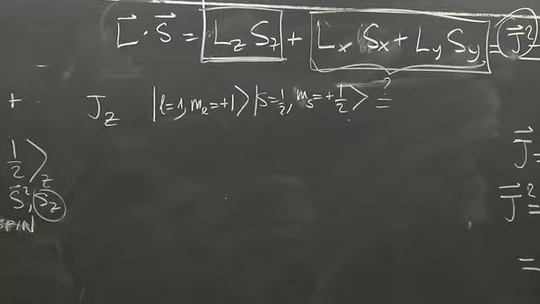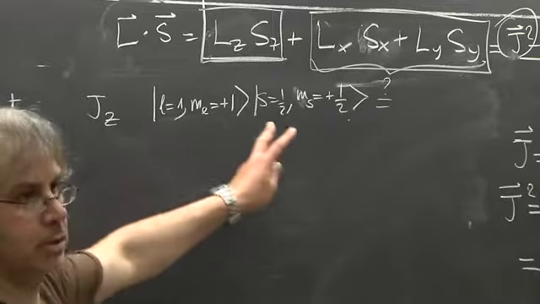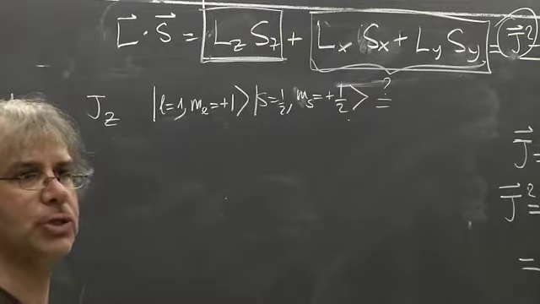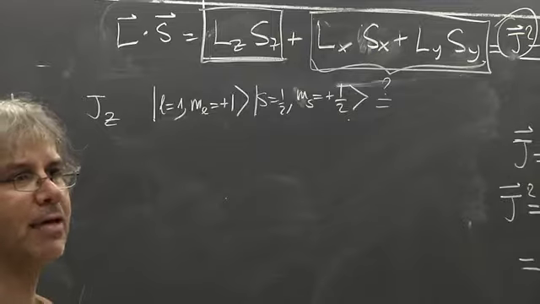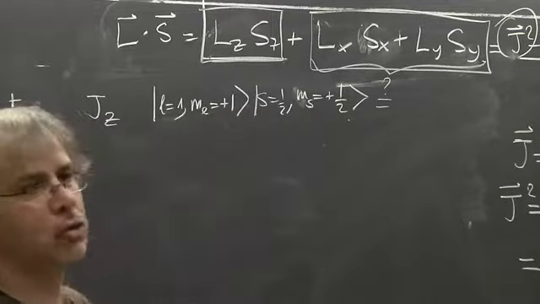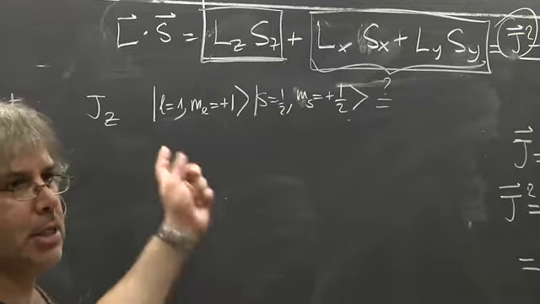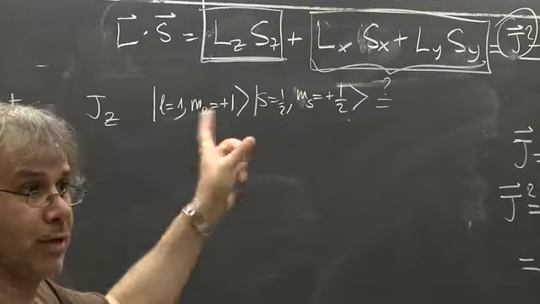The answer is yes. Any product is always an eigenstate of JZ. It's a very trivial thing, and the eigenvalue is just the sum of the two eigenvalues. It takes 1 second and 1 line to verify this.